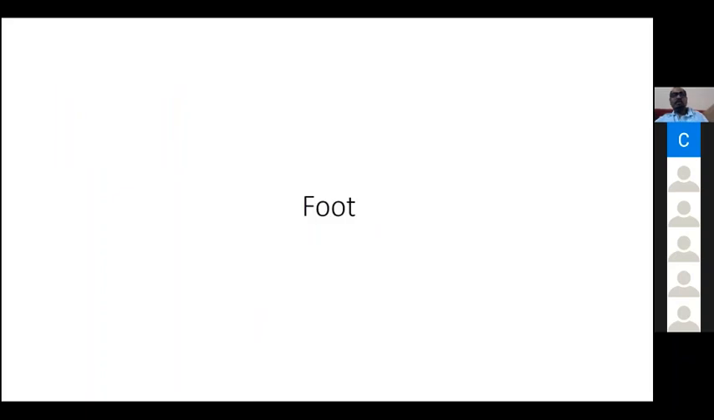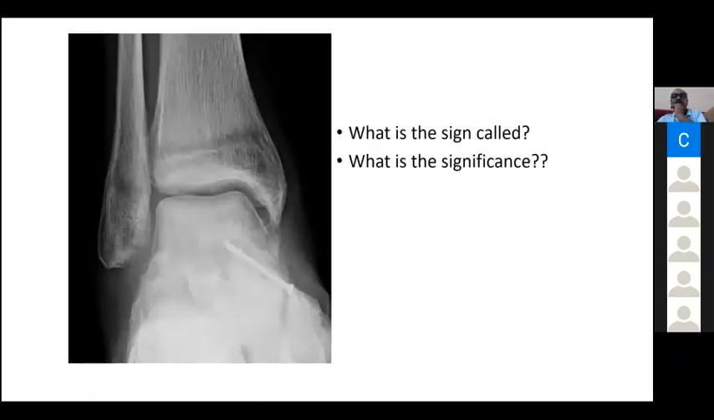Right? Now coming to the foot. What is the sign called? Or can anybody read this X-ray?